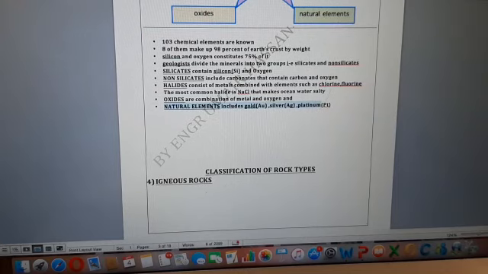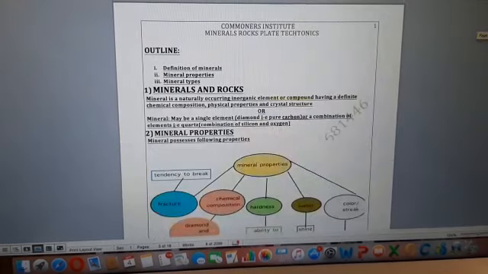That was a basic topic, a general discussion and brief introduction of minerals, in which we have studied the definition of minerals. We have discussed mineral properties as well as mineral types.